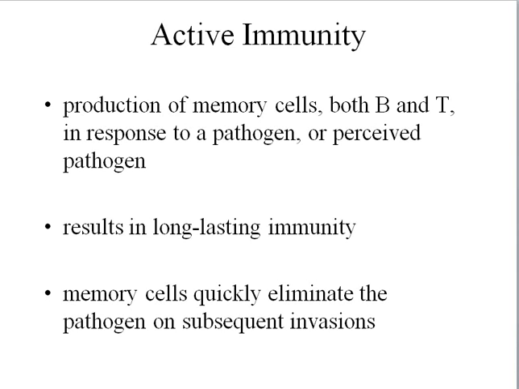The production of memory B and T cells gives you active immunity to the pathogen. These memory cells typically stay with you for the rest of your life. If the pathogen gains access to your body again, you don't have to go through all the steps of the antibody and cell-mediated response. Instead, the memory cells immediately spring into action and eliminate the pathogen before you get sick.